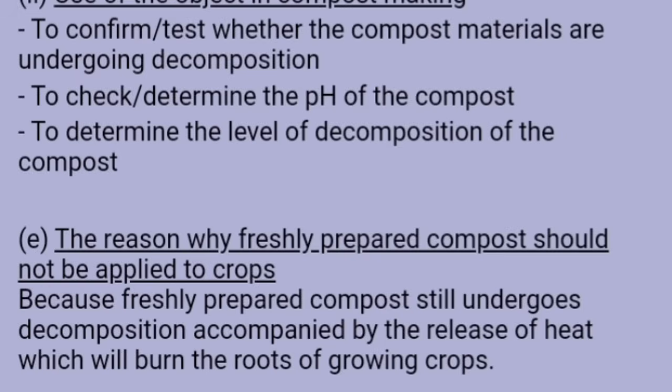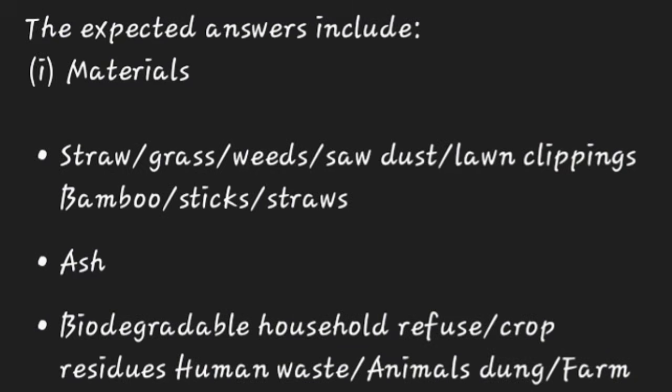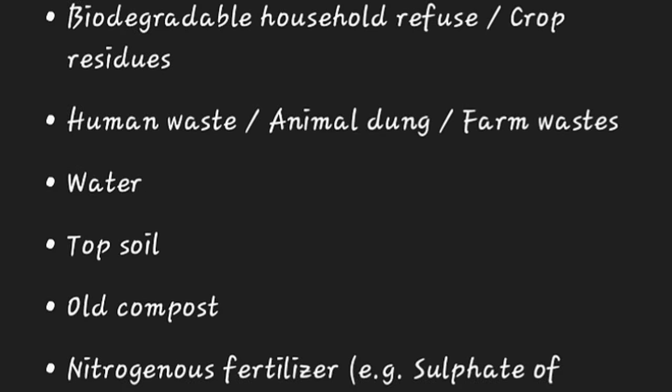Now they can also get creative and ask you questions like, describe the process involved in making compost using the pit method. They give you a particular method under the following headings, like discuss the materials, discuss the preparation, and discuss the storage. If so, then you have to get creative too. So you go materials, you list them out: straw, grass, weeds, sawdust, lawn chippings, bamboos, sticks. Then you also use ash, biodegradable household refuse, crop residues, human wastes, animal dung, farm wastes, farm wastewater. You can also use urine.